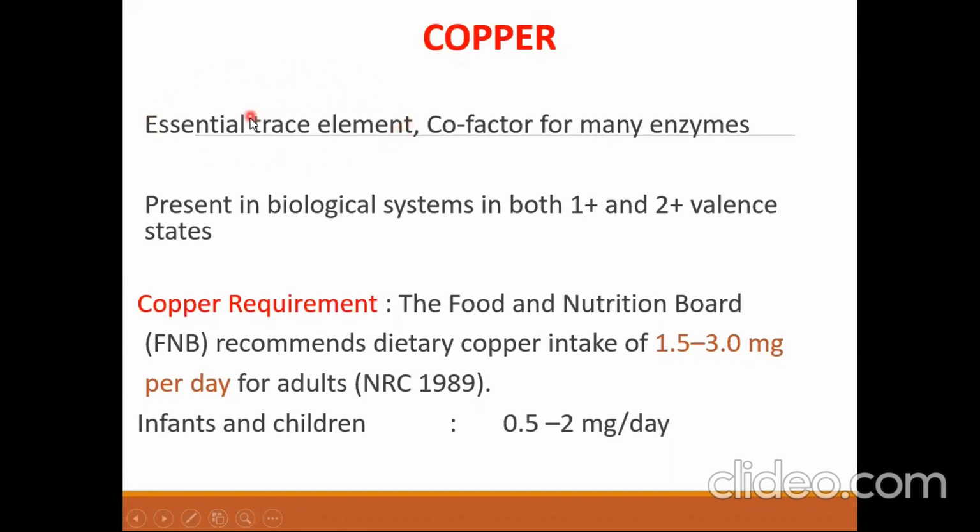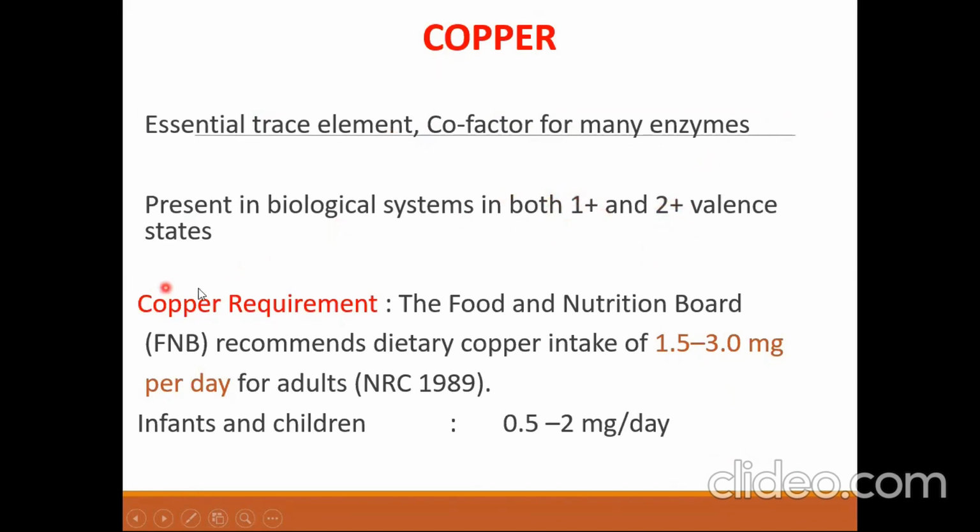What do you mean by trace element? If the requirement is less than 100 milligram per day, it is called a trace element. Copper acts as a cofactor for many of the enzymes. It is present in the biological system in the Cu+ and Cu2+ valence states, that is, in the cuprous and the cupric form.